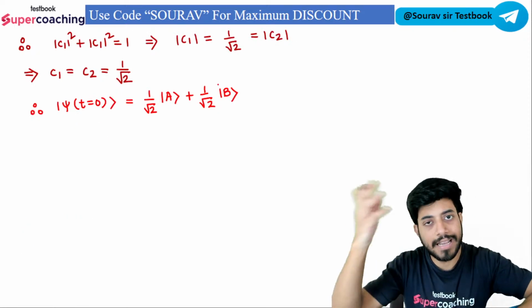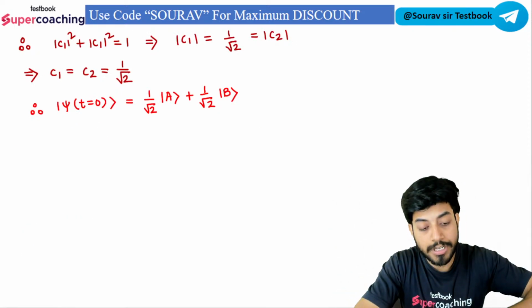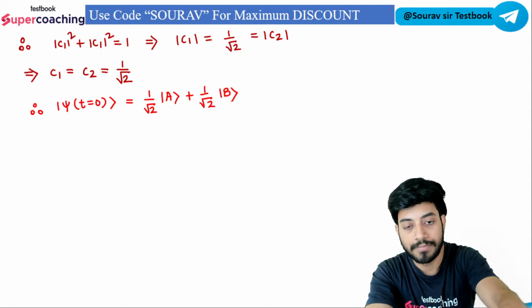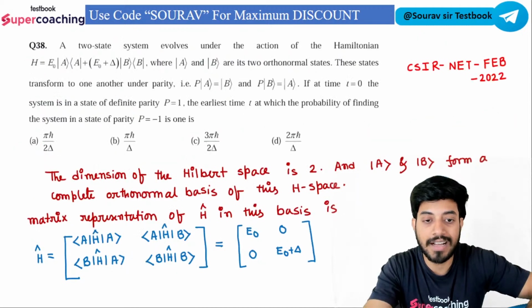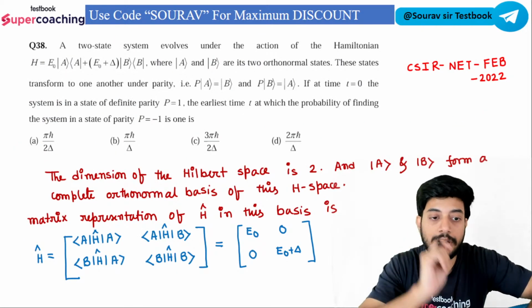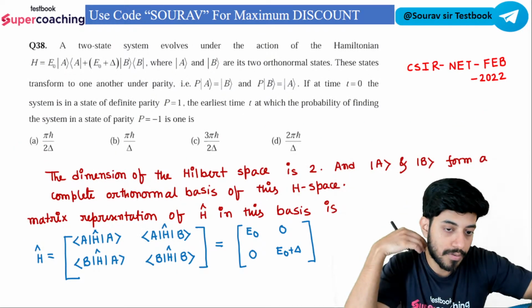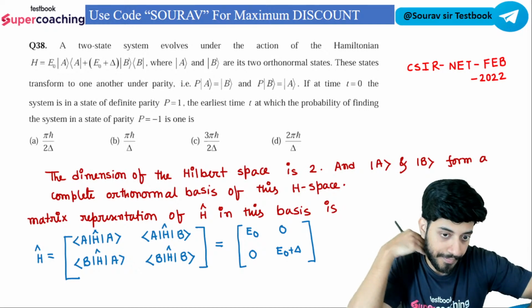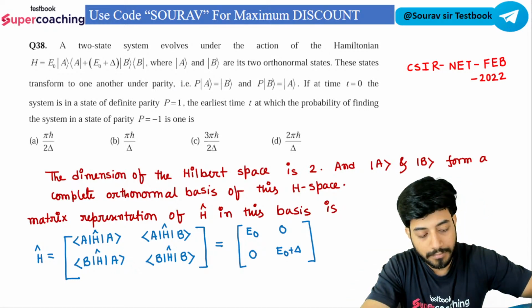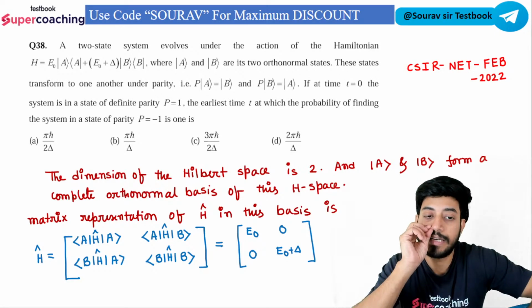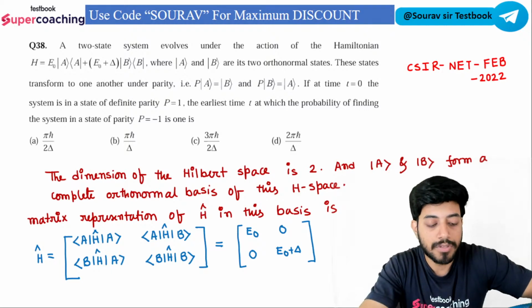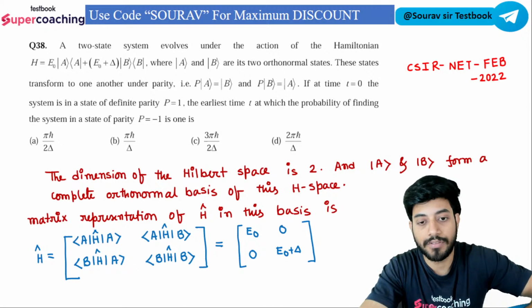टाइम के साथ evolve होगा, कोई एक दूसरा state बनेगा. उन्होंने पूछा कि what is the earliest time? उन लोगों ने पूछा what is the earliest time t that the probability of finding the system in the state p equals to -1 is 1. Probability of finding the system in a state p equals to -1 is 1. That means the state has a definite parity.